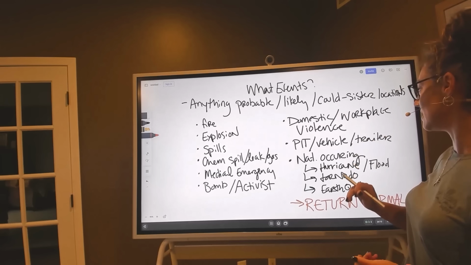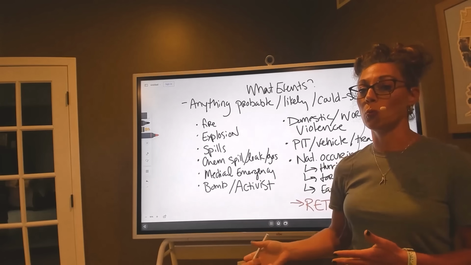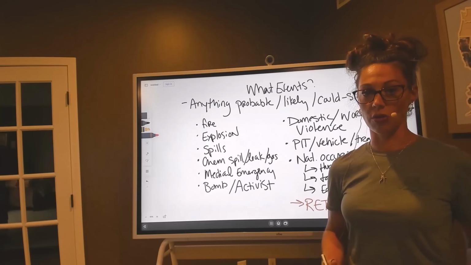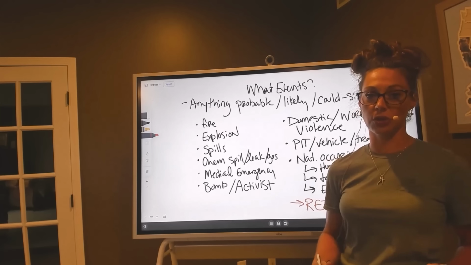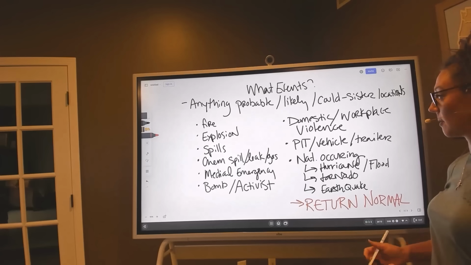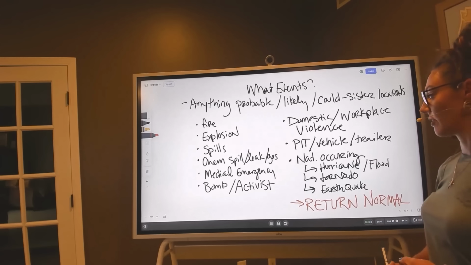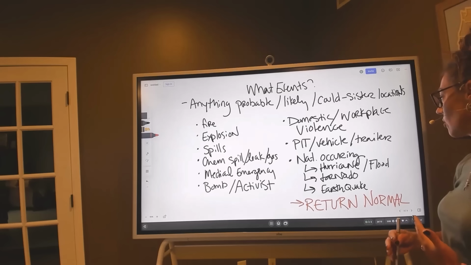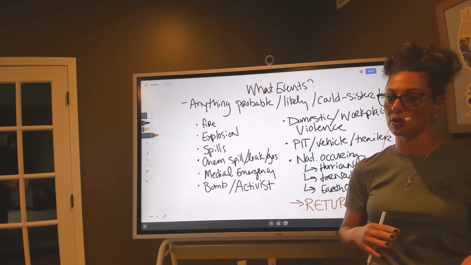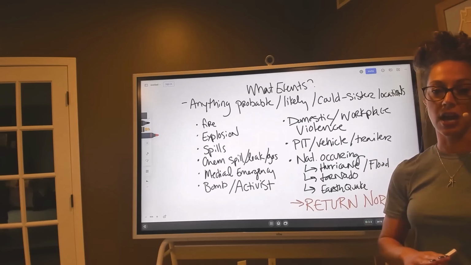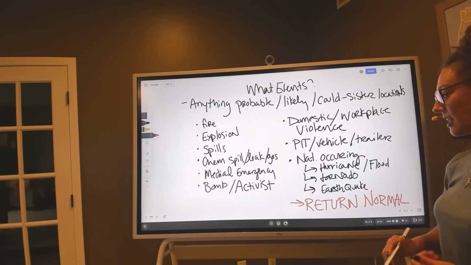Domestic workplace violence, things like that. Are we going to manage that, or do we just call the police? What is going to be our safety and security measures around a workplace violence type situation, and just getting a good plan together for that. PIT, any vehicle or trailer emergency. So, crush, run over, car accidents in the parking lot, things like that. How are we going to manage that?